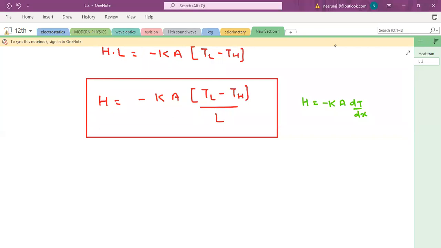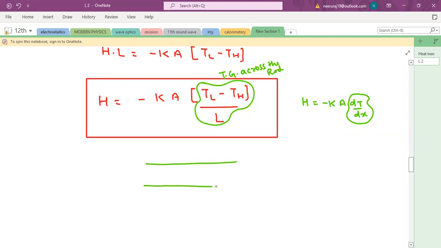If you see in this formula, this part is nothing but the temperature gradient across the rod. If you compare this formula with the small length formula, this is also a temperature gradient. This is the temperature gradient for a small length, and this is the temperature gradient for the complete rod. Let's talk about temperature gradient a little bit here.